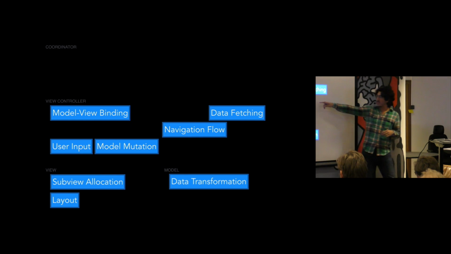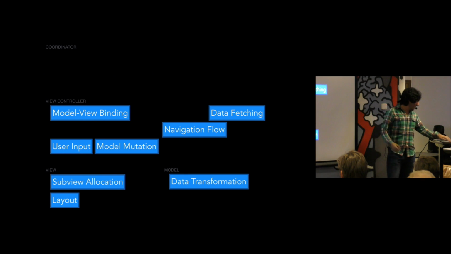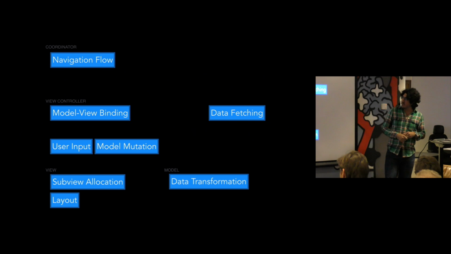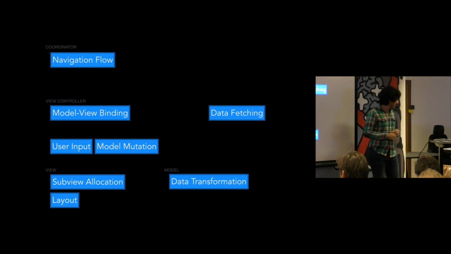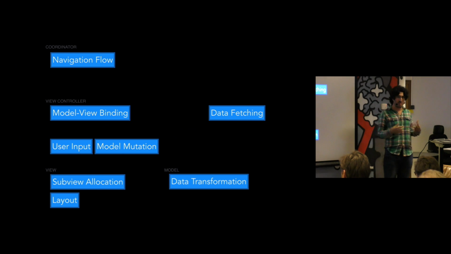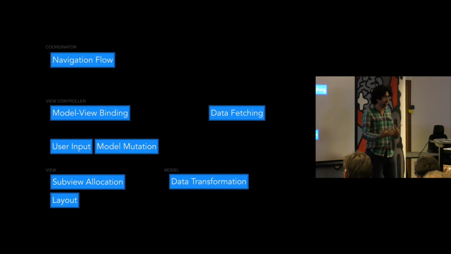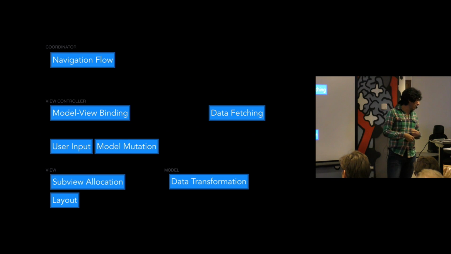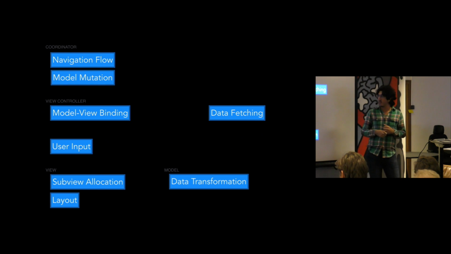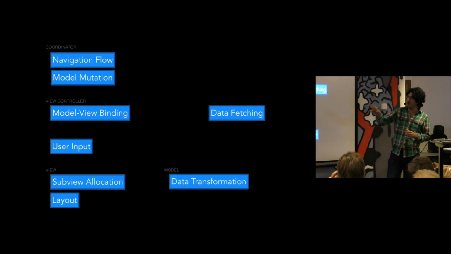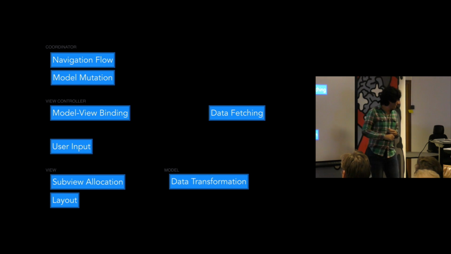Navigation flow, this is the big one that we're going to deal with today. That goes up into the coordinator. So that's pretty straightforward. User input can also stay down in the view controller. Its job is to take touches from the user and turn them into messages for the coordinator to consume. So that's going to stay. And this last one, model mutation, goes up to the coordinator as well for some very specific reasons that we can go into a little bit later. If I miss them, come find me after. I will help explain why model mutation should go up.